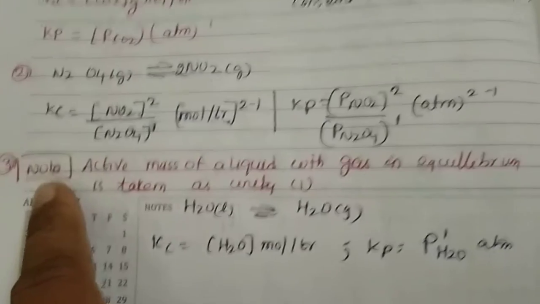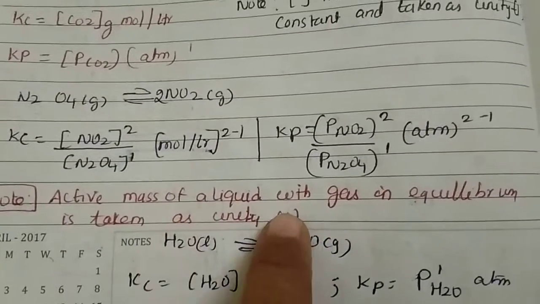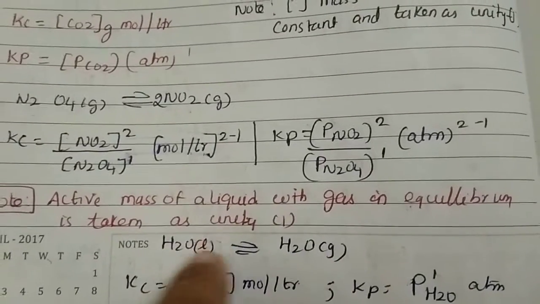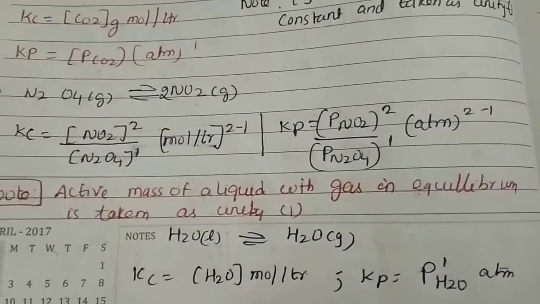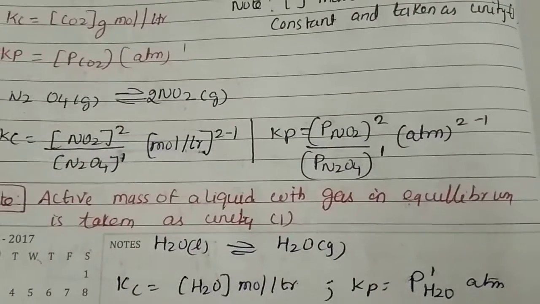So next note: the active mass of a liquid in equilibrium with its gas is taken as unity. So H2O gas, the liquid form is taken as value 1. So Kc equals [H2O] divided by 1. Kp equals partial pressure of H2O divided by 1.